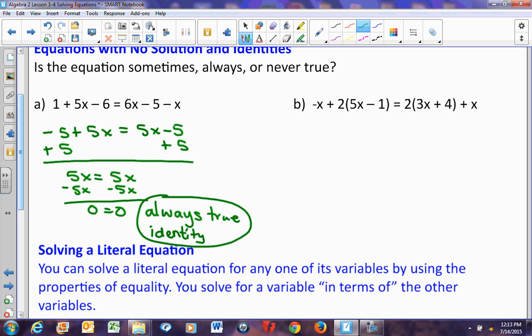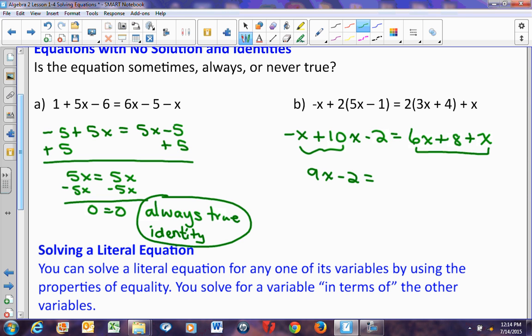Negative x plus 2 parentheses 5x minus 1 equals 2 parentheses 3x plus 4 plus x. Again, let's simplify. So I have negative x plus 10x minus 2 equals 6x plus 8 plus x. All I did was distribute. That's the first thing I did. Now I will combine my terms. Negative x plus 10x is 9x, minus 2 equals 6x plus x, which is 7x plus 8.